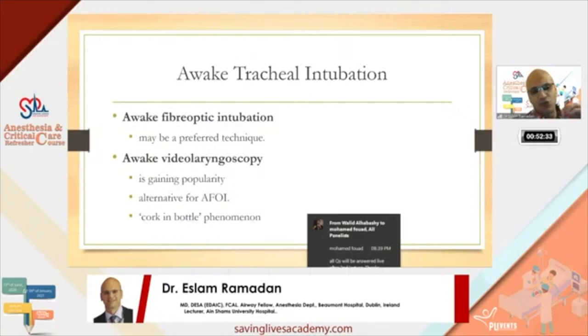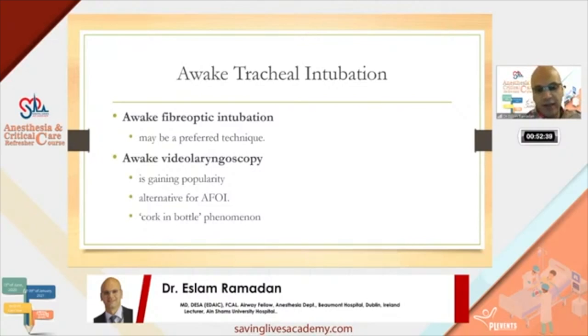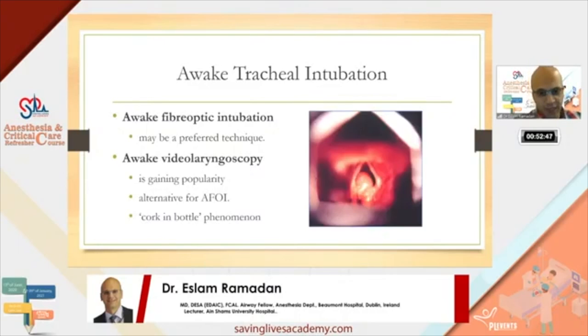This is if you have a tumor or lesion hiding or obstructing most of the glottic area except for a very narrow part. If you put the fiber optic through this, the patient will suffocate. He cannot breathe and he will not cooperate with you. So the preferable approach is awake video laryngoscopy, using the video laryngoscope and putting the smallest tube that you can through this area.